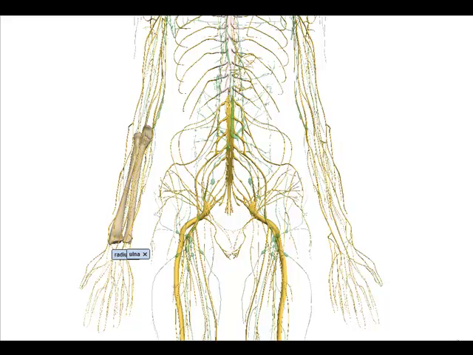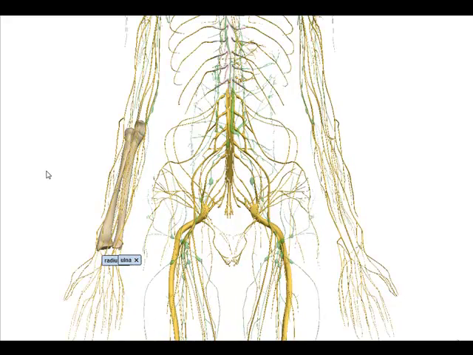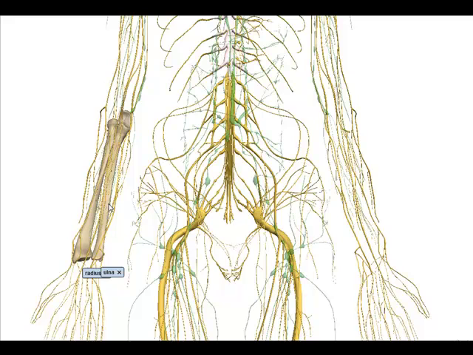So the radius is the one on the lateral side, the thumb side. Think of it being on the thumb side of the patient when they're in anatomical position. That is where the radius is. Now the ulna, of course, is on the inside, on the pinky side, the little finger side. So that is where the bones sit inside the forearm.